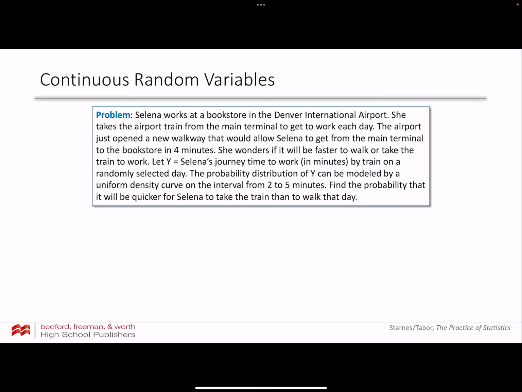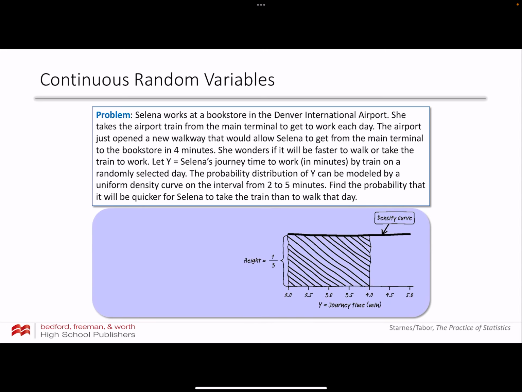All right. So Y is the amount of time that it takes her to get to work by train. The probability distribution of Y can be modeled by a uniform density curve on the interval from 2 to 5. So find the probability that it will be quicker for Selena to take the train than to walk that day. So we would think of our uniform density curve, and we would say that her journey time takes between 2 and 5 minutes.